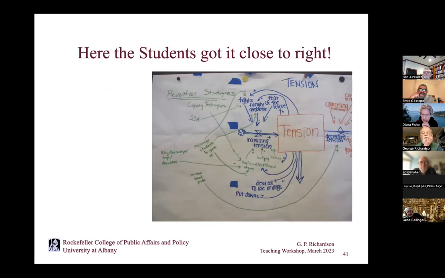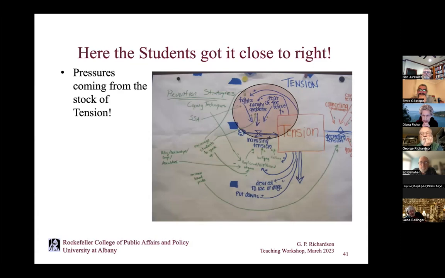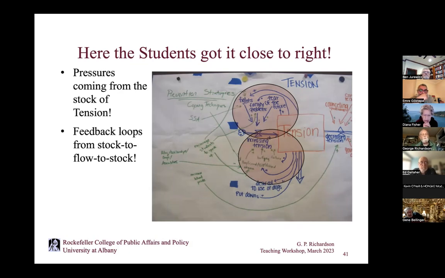Here, the students are very close to having it right. Here, look, pressures are coming from the stock. The arrows originate from tension, and they get fights and family problems and fear of the future. And down below, you got some more things: bullying, failure, boyfriend, girlfriend, drama, and so on. Feedback loops go from stock to flow to stock. These guys are getting it. It's not perfect yet, but they're closer.